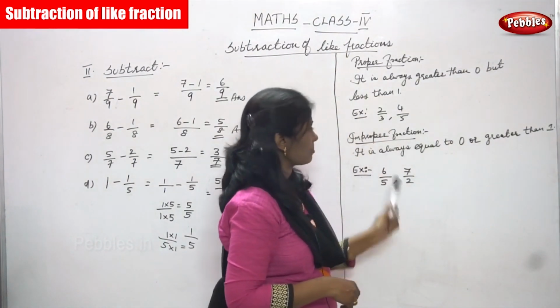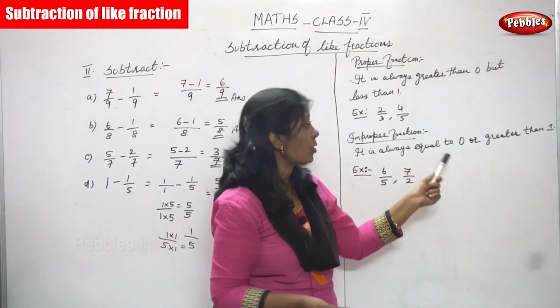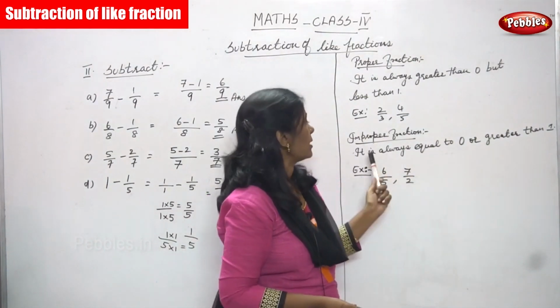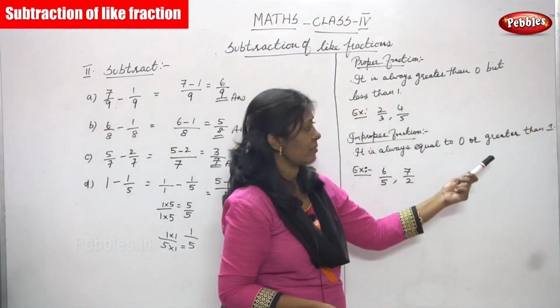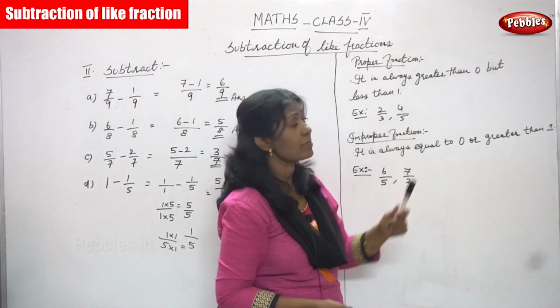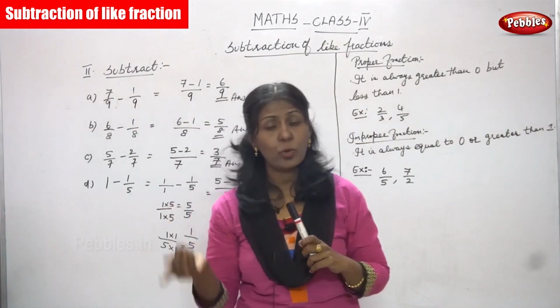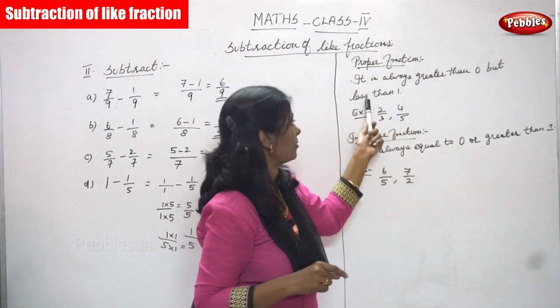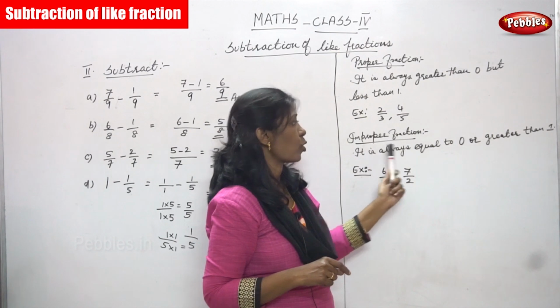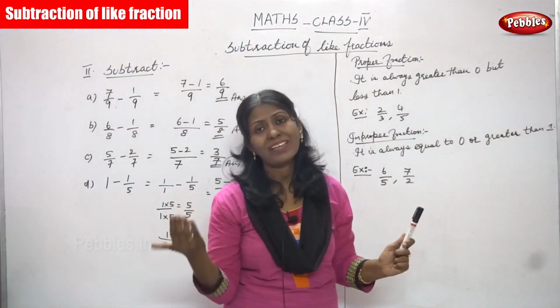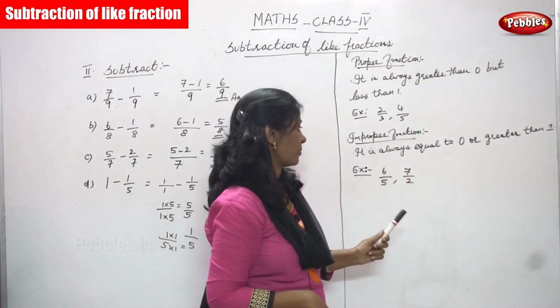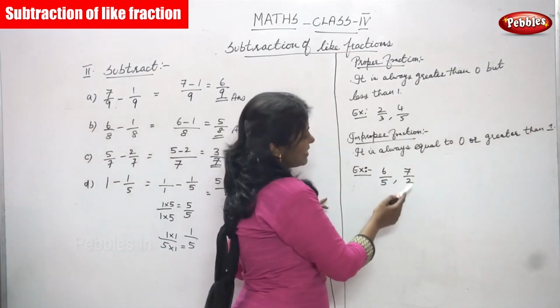And improper fraction means it is always equal to 0 or greater than 1. Here proper fraction means it is always greater than 0 but less than 1. Improper fraction means it is always equal to or greater than 1. This is an improper fraction. So examples: 6 by 5 and 7 by 2.